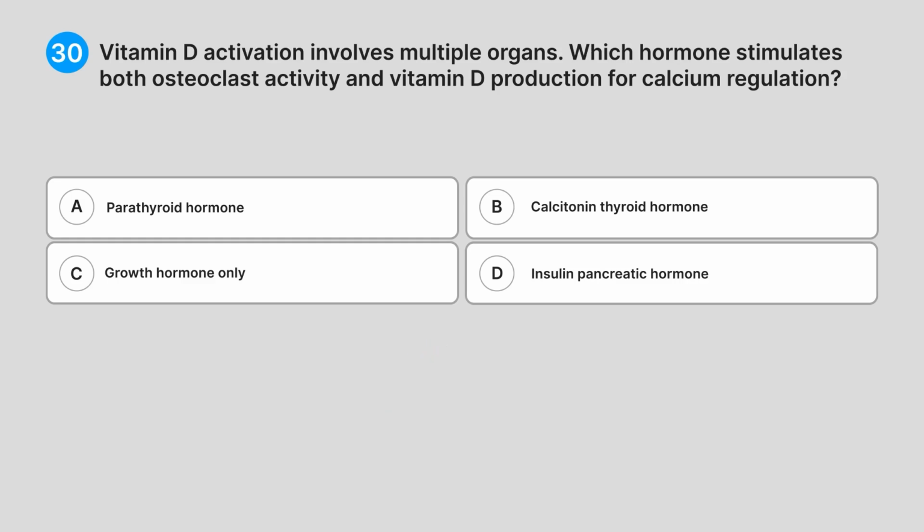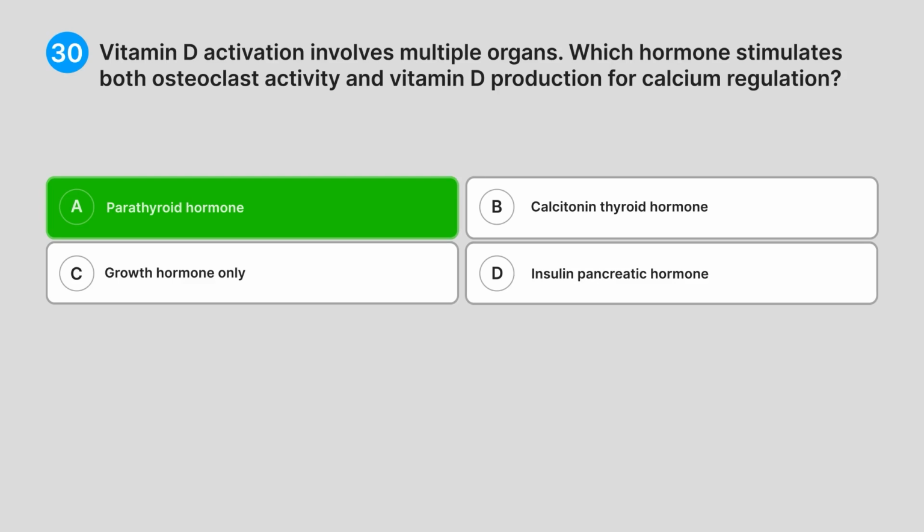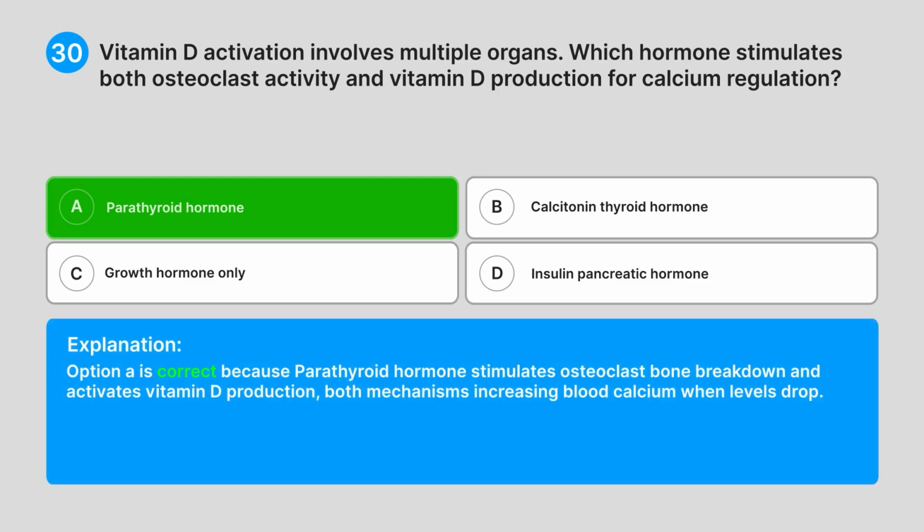Correct answer, A. Parathyroid hormone. Explanation. Option A is correct because parathyroid hormone stimulates osteoclast bone breakdown and activates vitamin D production, both mechanisms increasing blood calcium when levels drop.